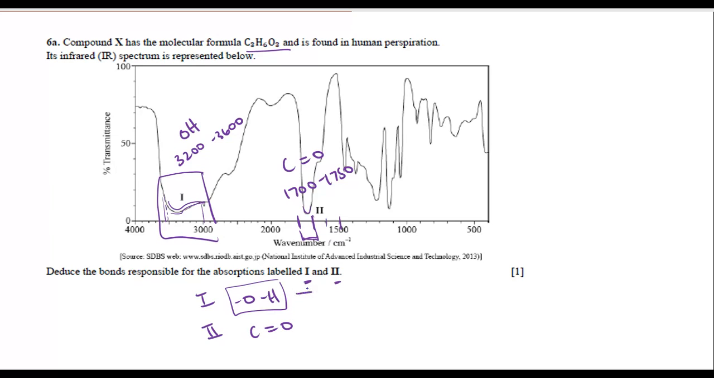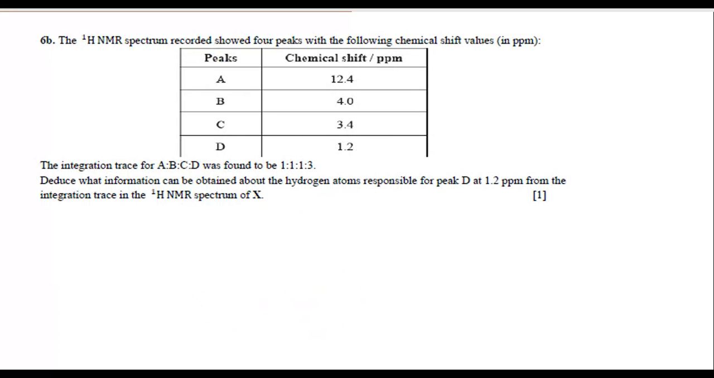For this guy, you could shortcut and just do OH. For this guy, do not do that. Double bonded O, single bond, not the same. Make sure that you show very clearly that this is carbon double bonded oxygen. Good. Here it says that we've got the H1 NMR spectrum for this compound.